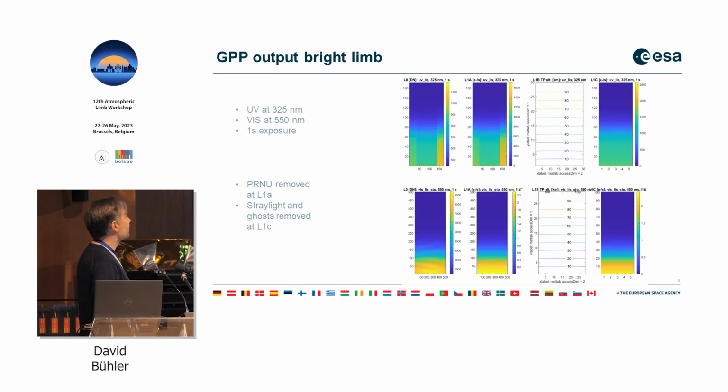Here's some expected outputs, some sample images. Top one is the UV, and bottom one is the one in the visible. You can see some residual influence of the ghost in the UV, and that is then removed by the time you get to L1C after the deconvolution. In the visible, of course, we do not really have ghosting, but what you see very much at the L0 level is the effect of the PRNU that has these undulations that are typical for an AOTF, but by L1A this has typically been corrected, and the better your knowledge, the better the correction, of course.